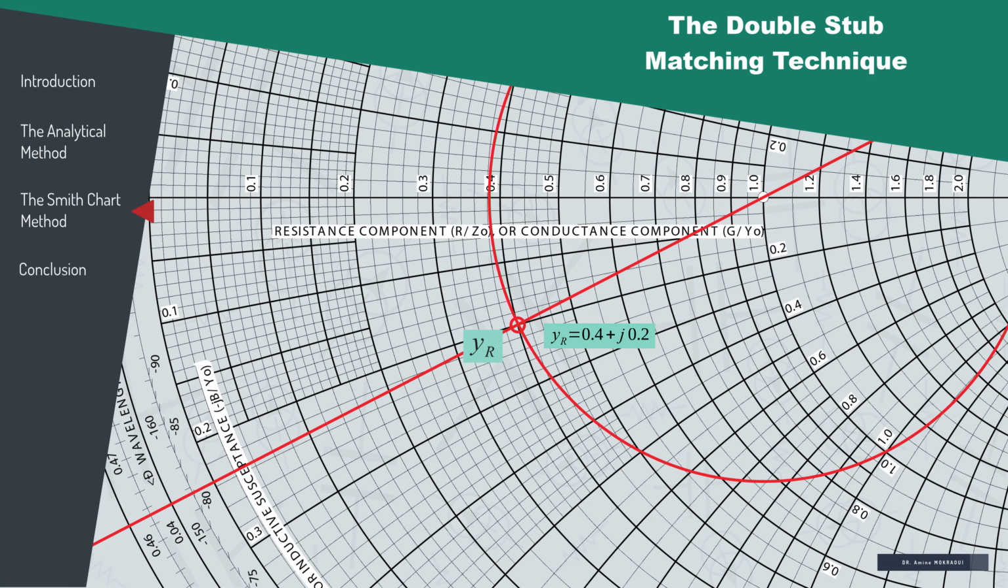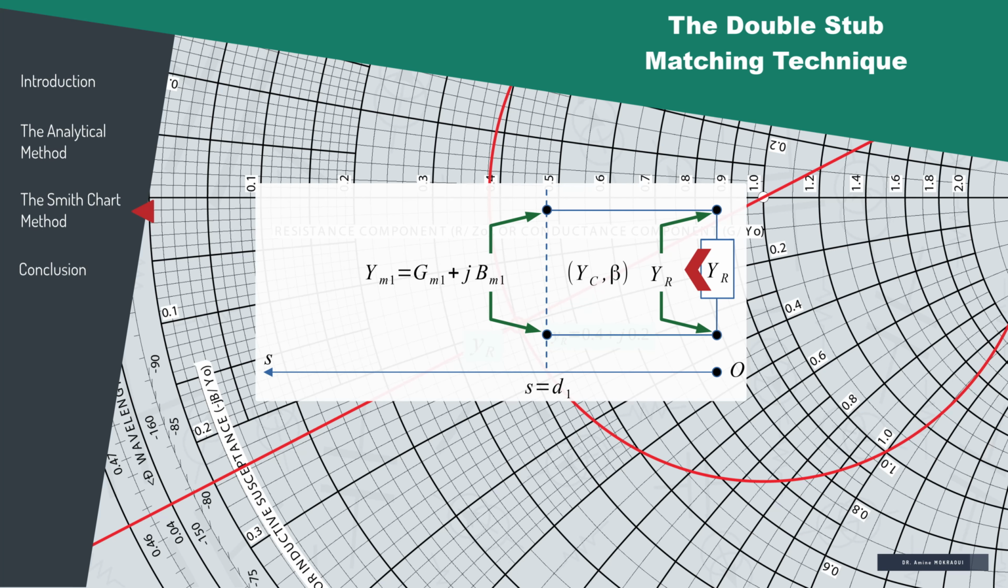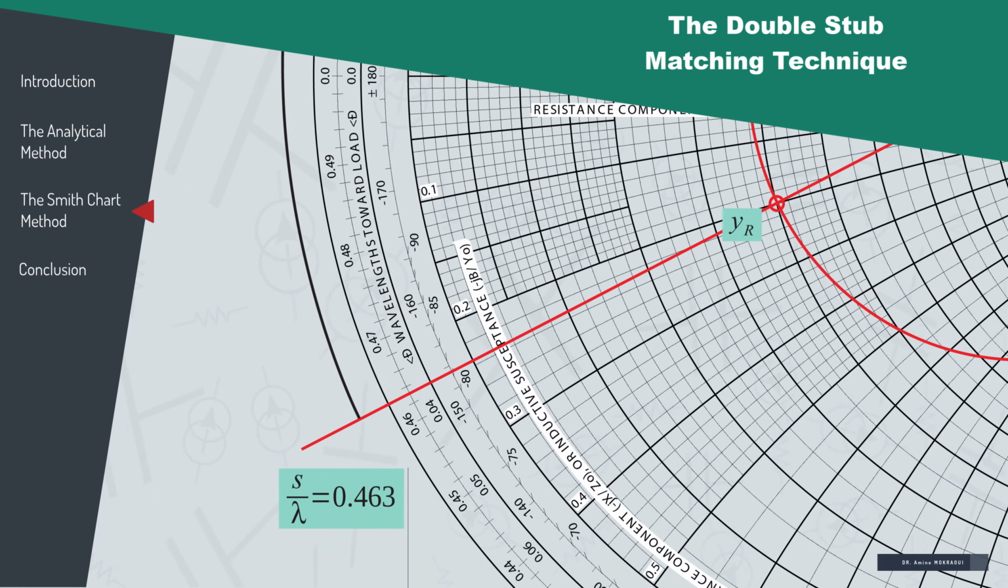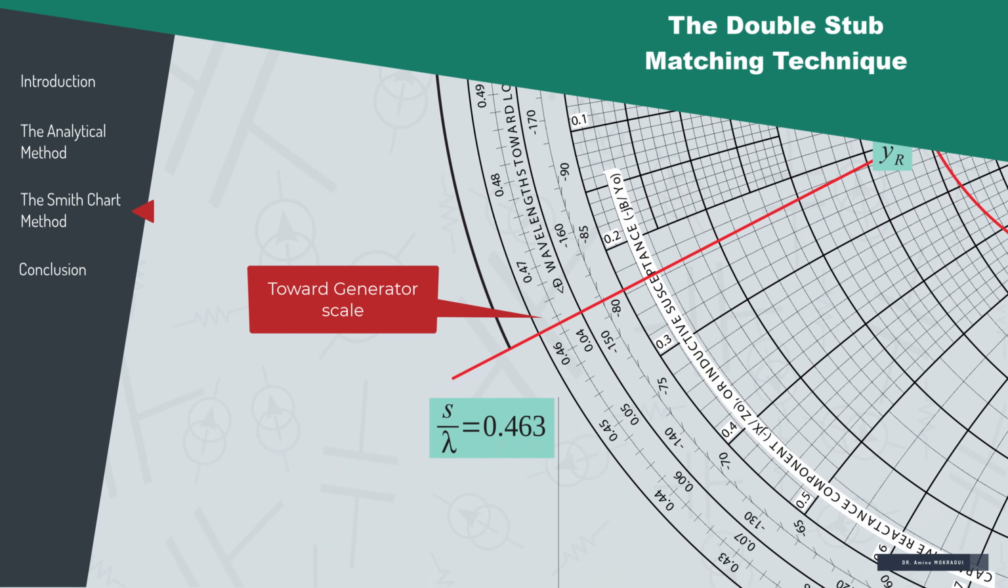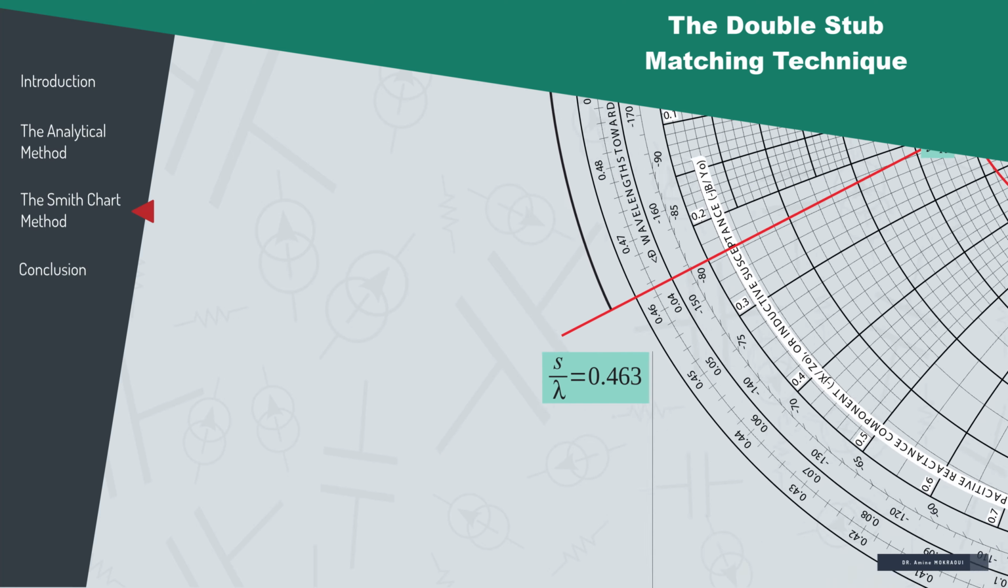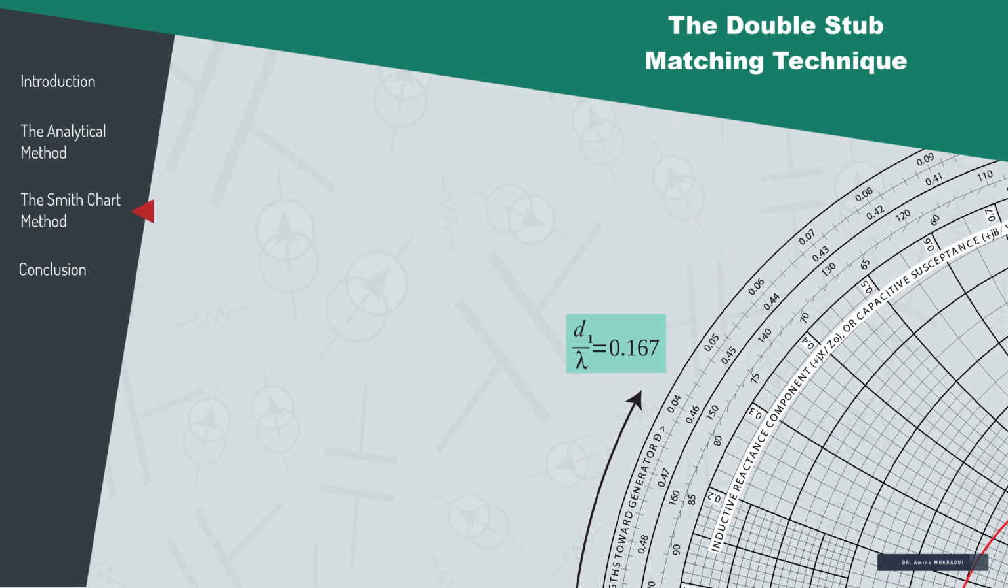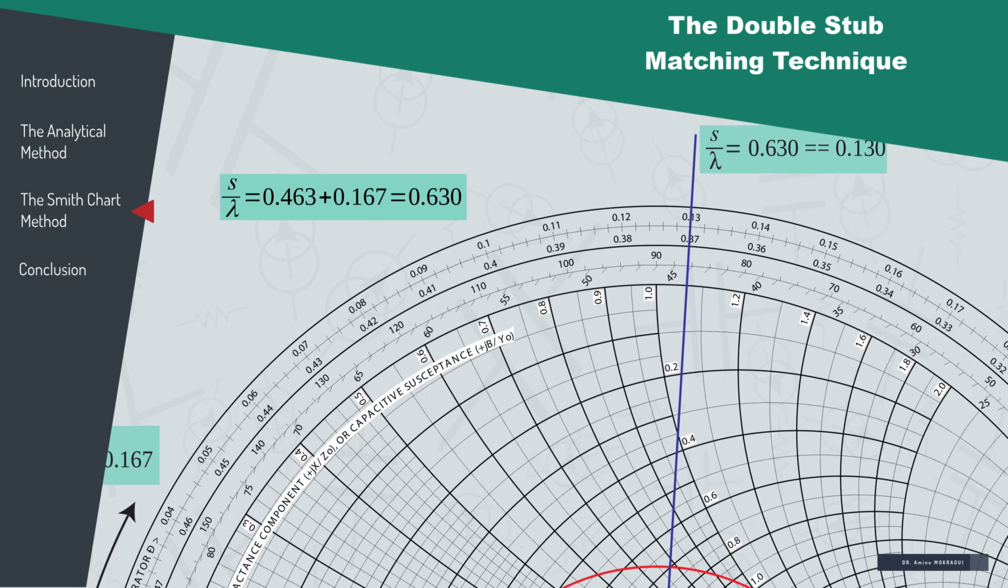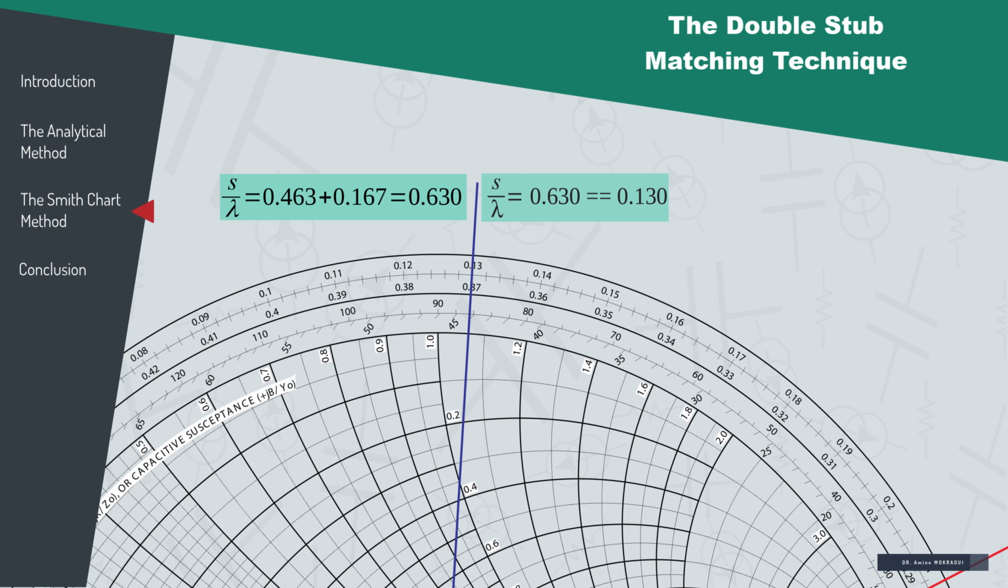The next step consists of evaluating Ym1 by moving YR by d1 over lambda equals 0.167 toward the generator. For this purpose, we pick up the starting point on the toward generator scale and we find S over lambda equals 0.463. Then we walk toward the generator by a distance of d1 over lambda equals 0.167. So we arrive at the position S over lambda equals 0.463 plus 0.167 equals 0.630.